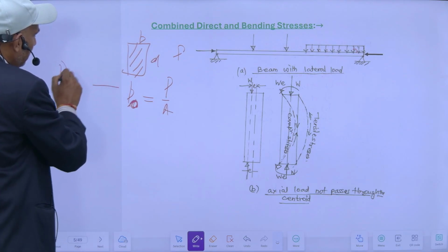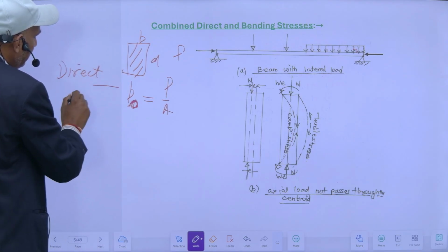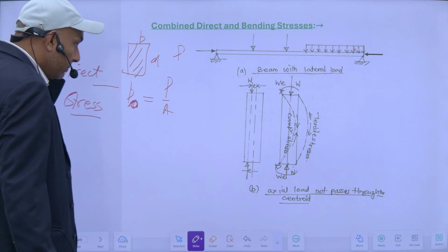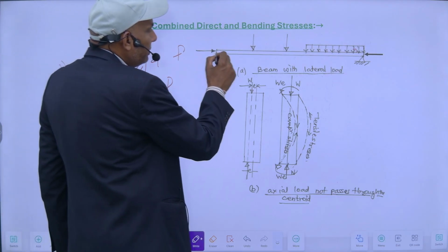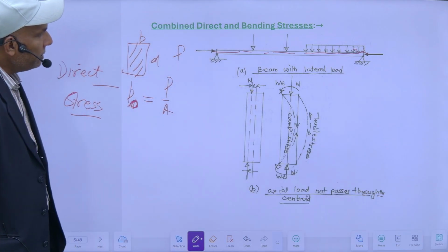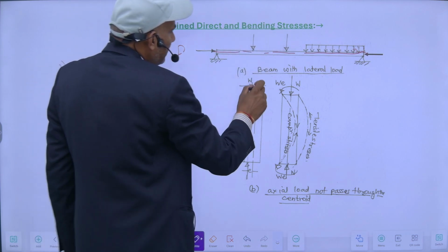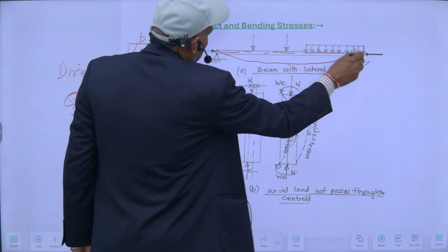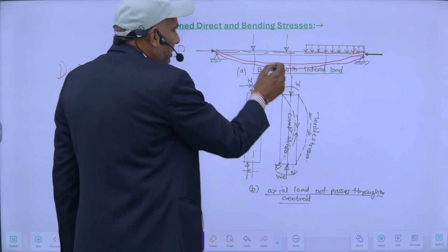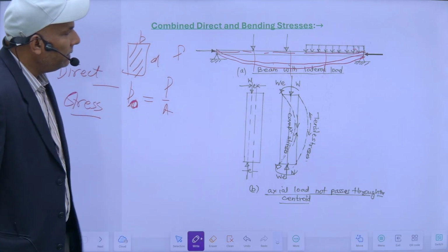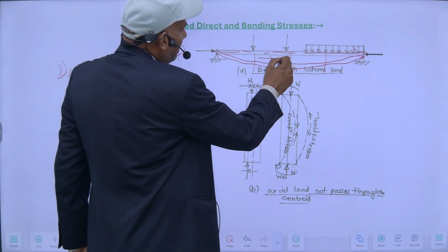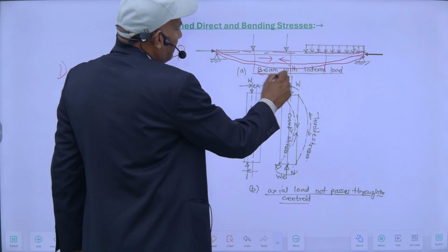This is my direct stress. We call it direct stresses. Direct stress means stress that has been caused because of the direct load that acts on the centroidal axis of the beam. But in addition to this, due to this transverse load, the beam will deflect like this, and bending stresses will also be developed on the beam. So bending stresses will be like this. Here compressive stresses on the top, and in the bottom tensile stresses will be developed.